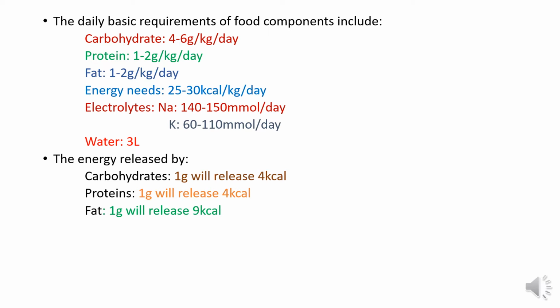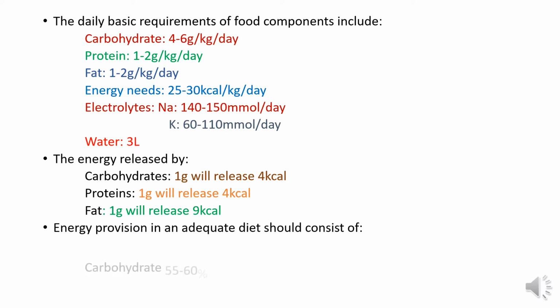That's 4 kilocalories each. Energy provision in an adequate diet should consist of carbohydrates being 55 to 60%, fats being 30 to 35%, and proteins being 10 to 15%. So an adequate diet, or more like a balanced diet, should have a proportion of carbohydrates being 55 to 60%, fats being 30 to 35%, and proteins being 10 to 15%.